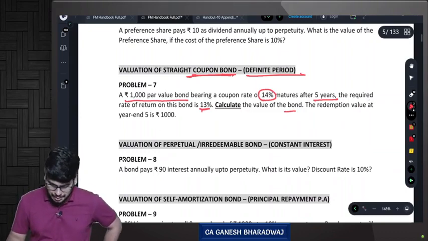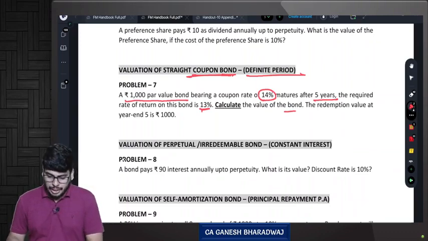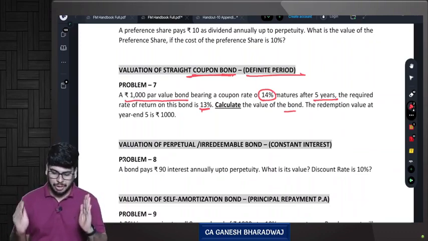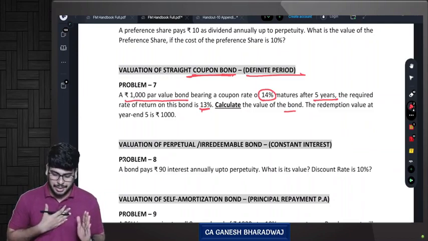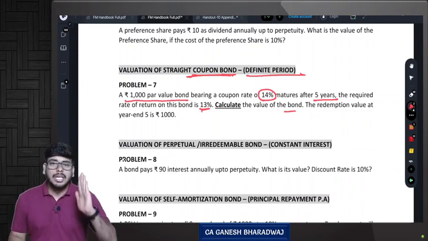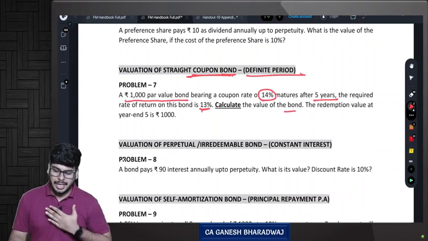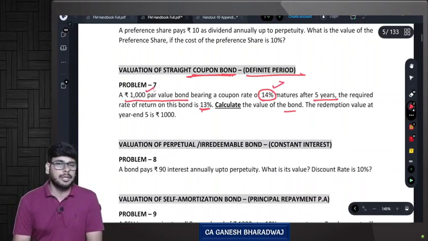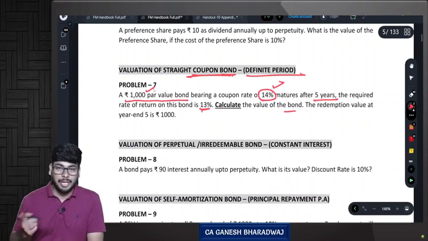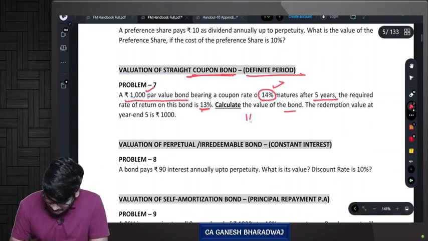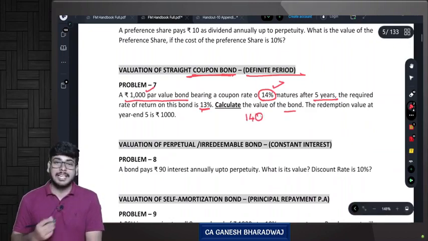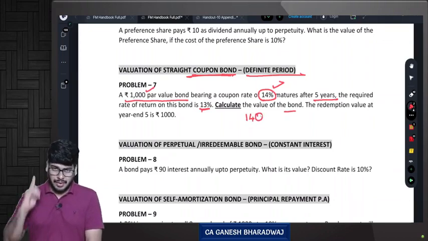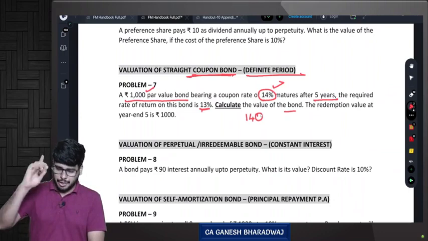Now, very simple. Look at this. We are planning to hold this particular bond from the viewpoint of the investor. Every year, the investor will be getting how much? 14% on what? 1,000 rupees. So 14% on 1,000 rupees. Every year, the debenture holder will get how much? 140 rupees. For how many years? 5 years. Exactly, he will get 140 rupees every year.